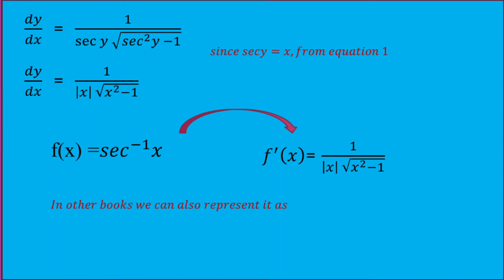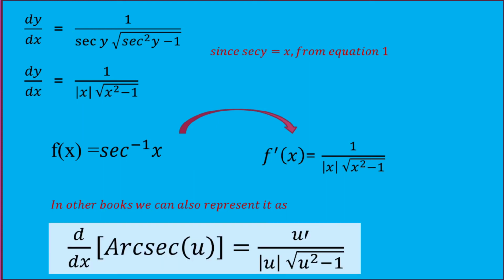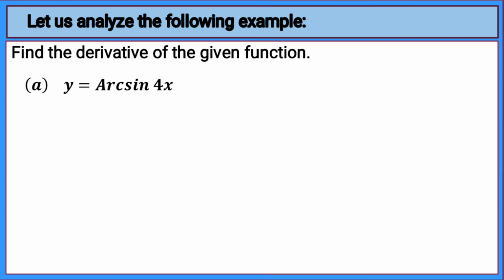And in other books, they are representing it as the derivative of arcsecant u is u prime over the absolute value of u times the square root of u squared minus 1. And now let us start with our illustrative examples. Let us analyze the following. Find the derivative of the given function. So we have the given y is equal to arcsine 4x.